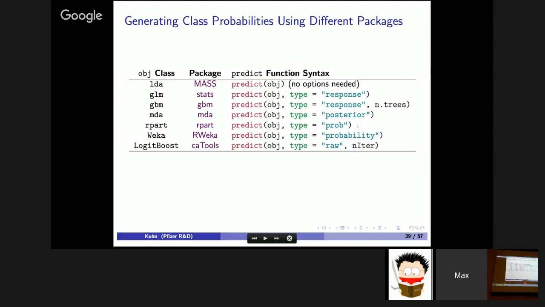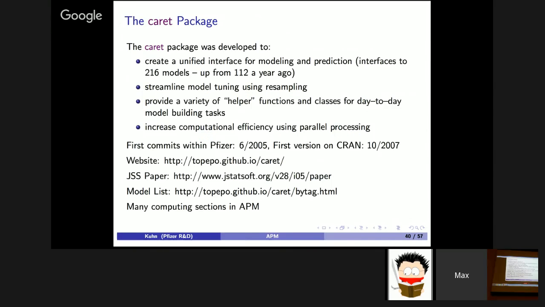Another thing it does is it streamlines all the resampling. So whether you're using bootstrapping or cross-validation, it has a high-level interface to do that and do it across all the tuning parameter values. There's a bunch of helper functions, like the sensitivity and specificity functions that just weren't in R at the time we wrote this.